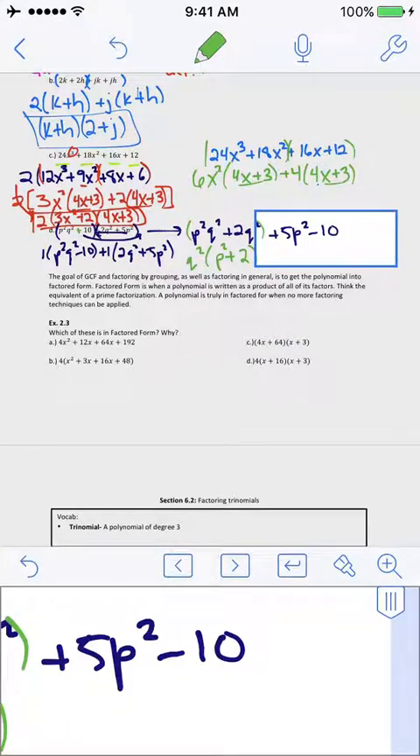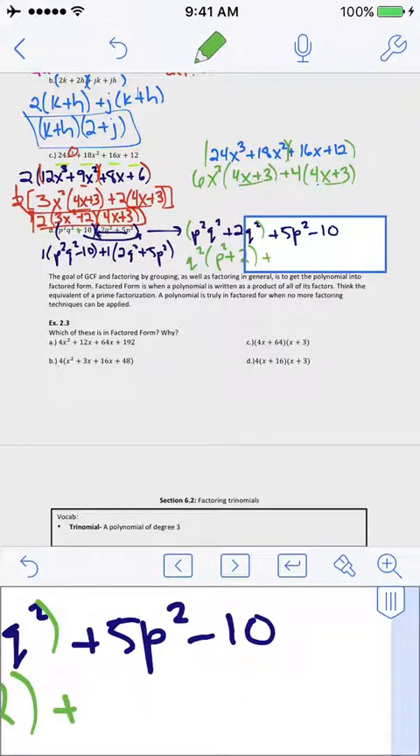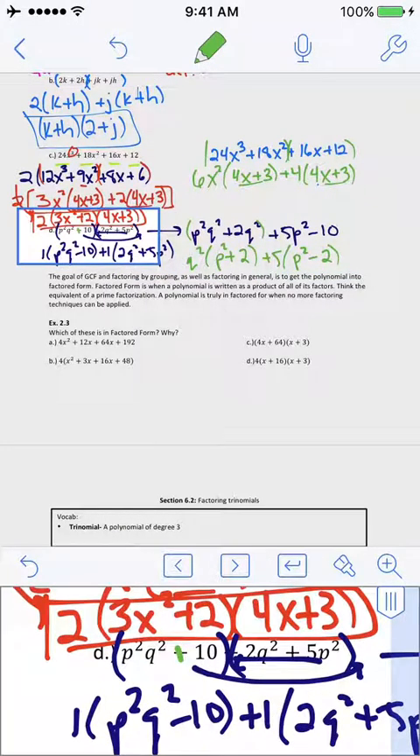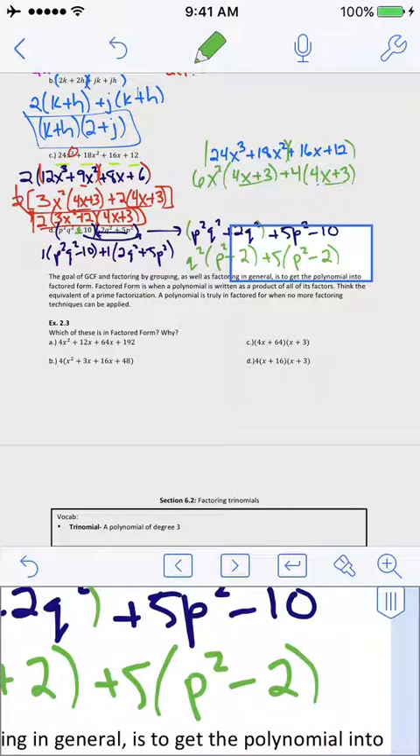Well, let's keep going. So I take out a 5. I can take out a plus 5p. Nope, no I can't. I can take out a 5. And I get p squared minus 2. Yeah, this should have been a plus 10. Sorry. Let's make that a plus 10. I will make that a plus 10 before I give you guys the notes in class.